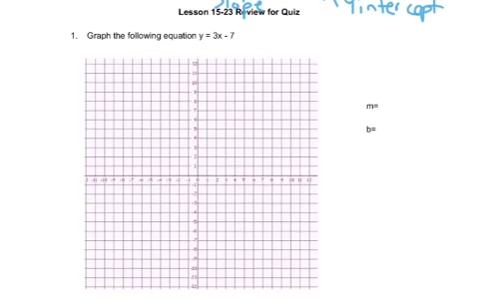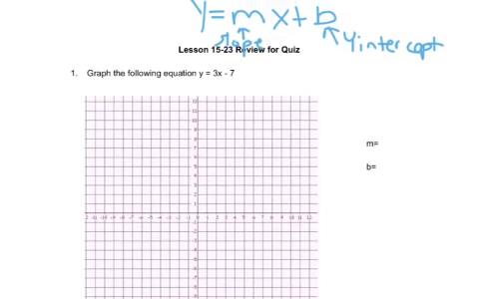So let's get started. For this first equation, y equals 3x minus 7, if we are using the format y equals mx plus b, my slope is going to be 3. Remember, it's the number glued to your x. And my y-intercept is the other value. In this case, it is negative 7. Don't forget your negative sign because of the subtraction.